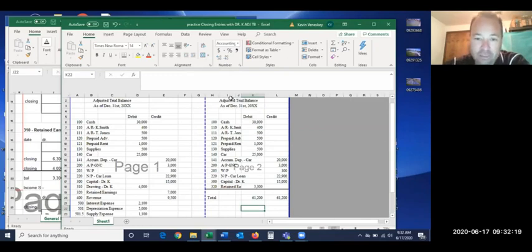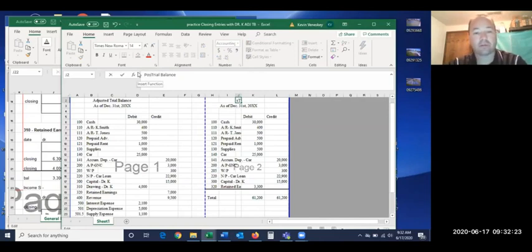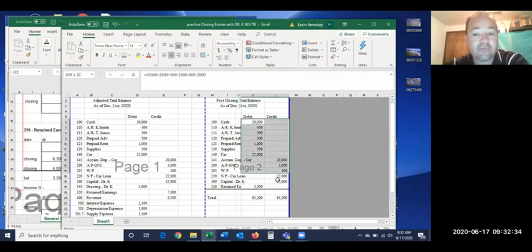Of course, I would call this not the adjusted trial balance anymore. We would call this the post-closing trial balance. This is the trial balance that I would use to then go into the next year. These are the T accounts that are left and the ones that should have balances starting January 1.